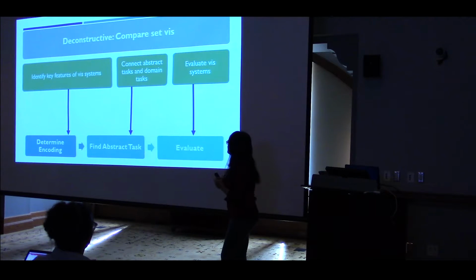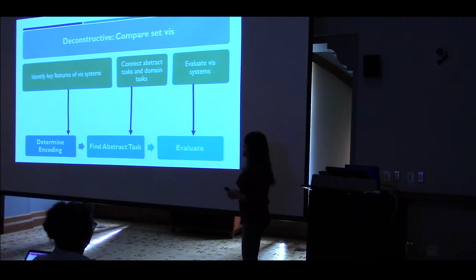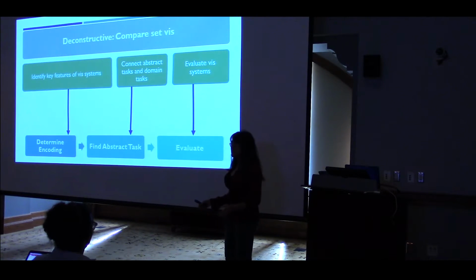Okay, so that's for the constructive. Let's look at a deconstructive example. Remember, deconstructive is going backwards. So we give students a visualization, and we ask them to decode it, analyze it, and evaluate it. There are 3 steps that we're doing.